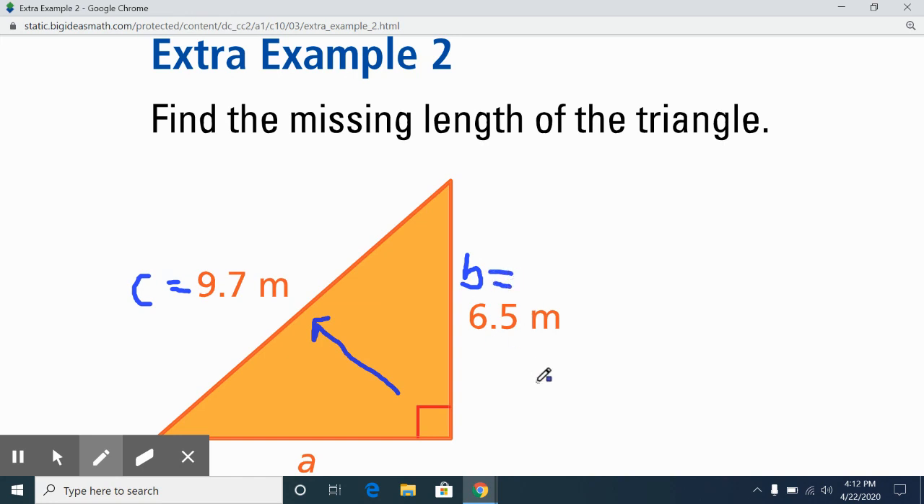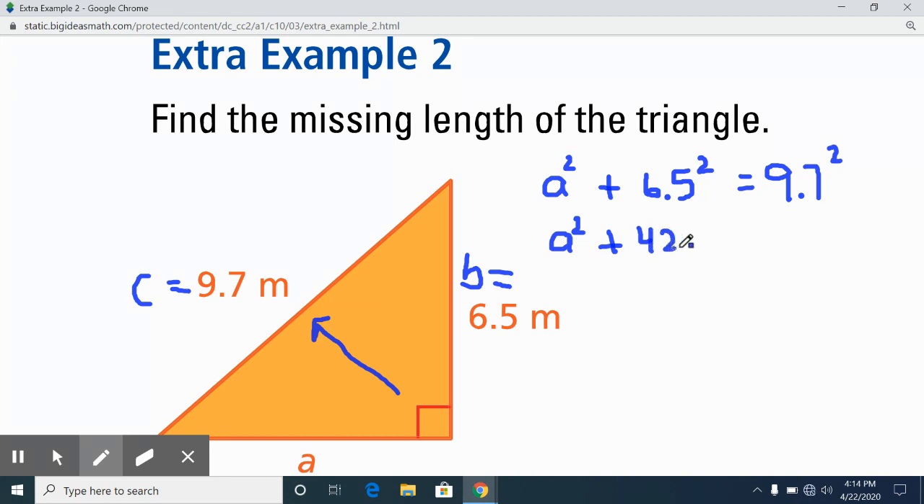So I know I'm looking for A. I know my B value is 6.5 and my C value is 9.7. So I'm going to write out my equation: A squared plus B, which is 6.5, squared equals C, which is 9.7, squared. Now I'm going to take 6.5 and square it. I'm going to rewrite my A squared plus 6.5 squared, which gives me 42.25.